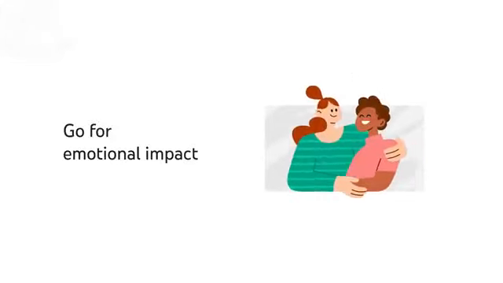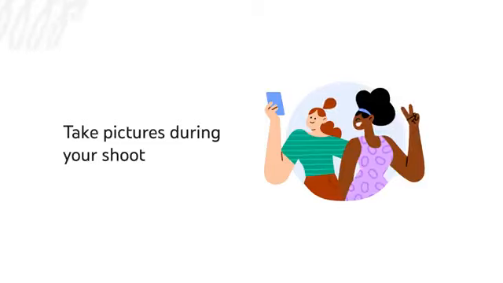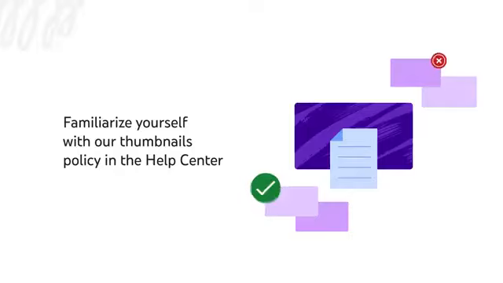Go for the emotional impact. Think about how you can express a story or an emotion in your thumbnail. For example, include a moment of peak discovery, conflict, or excitement to hook your viewers. Take pictures during your shoot of faces or relevant props so you have several options to include when creating your thumbnail. And finally, familiarize yourself with our thumbnails policy in the Help Center to make sure yours doesn't violate our community guidelines.